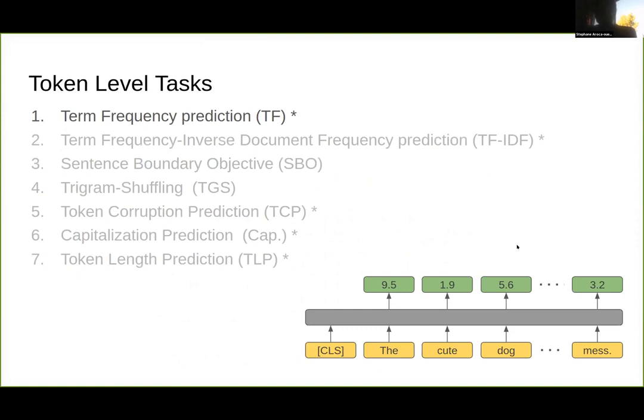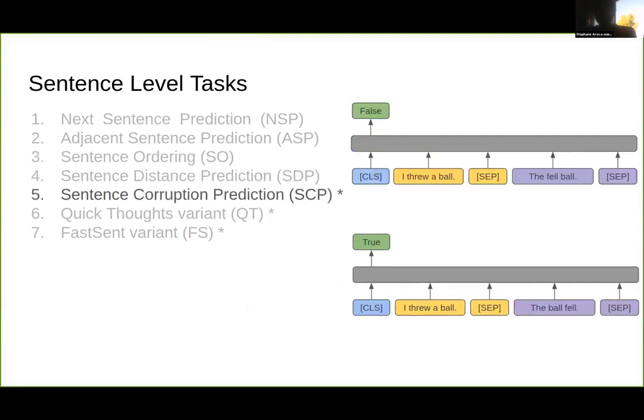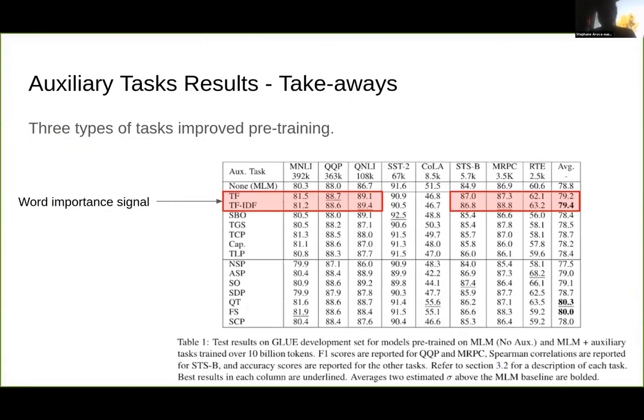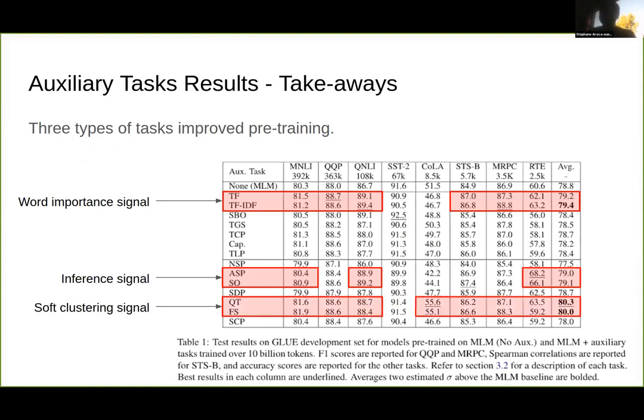And then I tested 14 tasks, and I'm going to go through these. I'm just going to scroll through these because it takes some time. But at the end of the day, there were three sets of tasks that I found really benefited BERT pre-training. The first one are word importance signals, so things like your TF-IDF, term frequency, inverse document frequency, which is a signal of how important words are. The second one were inference signals, so these were tasks that resembled what next sentence prediction was trying to do, but without the costs. And the last one were tasks that directly tried to cluster similar word embeddings or similar sentence embeddings.